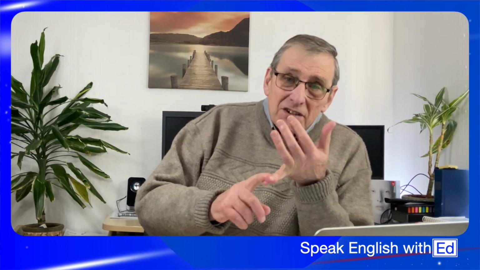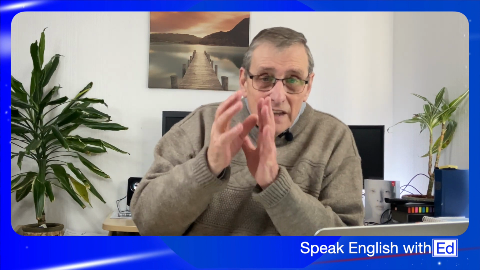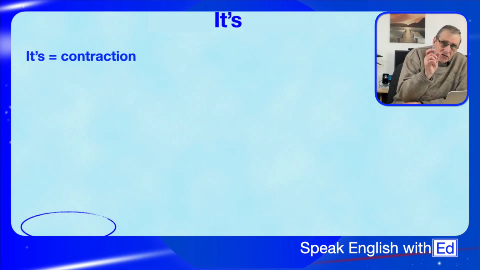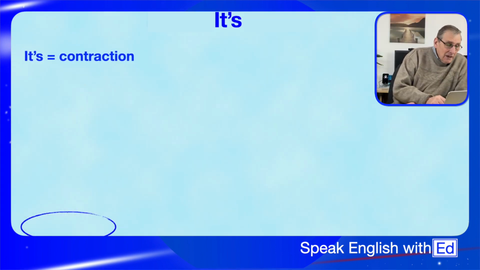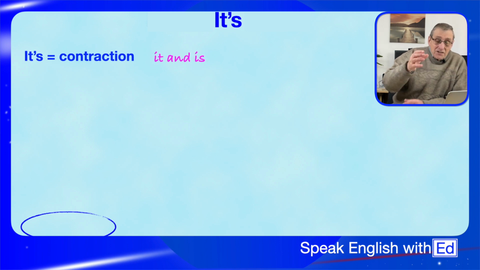So "it" is a pronoun, and "is" is the verb to be. When we get them together, we're talking about "it is", right? We're talking about "it", the subject that we know about, and "is" is its state of being. But quite often we contract that down into "it's", with a little apostrophe s, and it replaces "it is". "It's" is "it" and "is" joined together to make one smaller word.